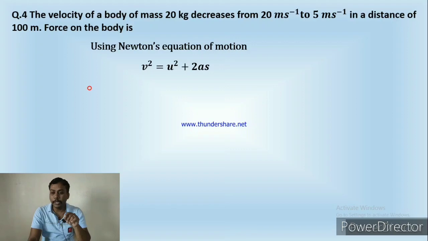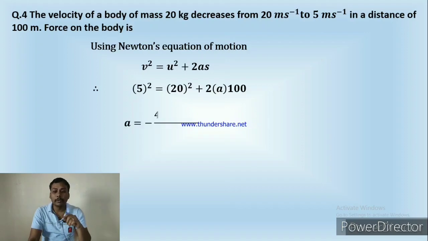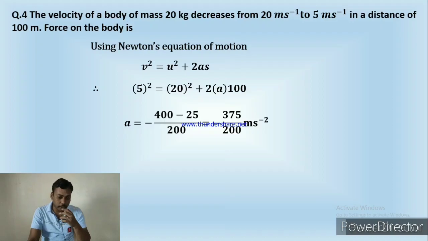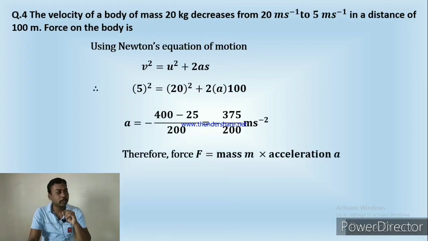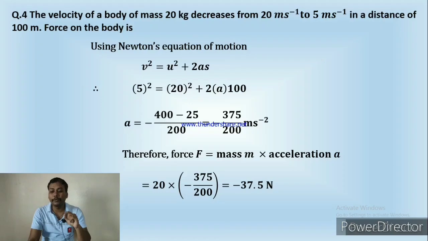So put the value v as the final velocity, that is 5 square, u 20 square, a we have to calculate, s 100 meter, and from this a is equal to minus of 400 minus 25 upon 200, that is minus 375 upon 200 meter per second square. So if this is the acceleration, we have to calculate the force here, and we know force is equal to mass into acceleration. So mass is what? 20 kg into minus 375 upon 200, so it becomes minus 37.5 Newton.